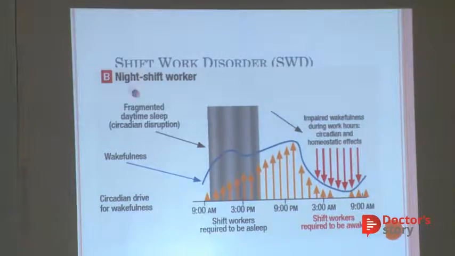And this is your shift work. You see here, it's all fragmented daytime sleep. They're trying to sleep during daytime, but then there's a circadian disruption. They're not able to sleep properly. And then at nighttime, when they're supposed to be sleeping, they're awake, and there is a disruption between the circadian and the homeostatic effects.